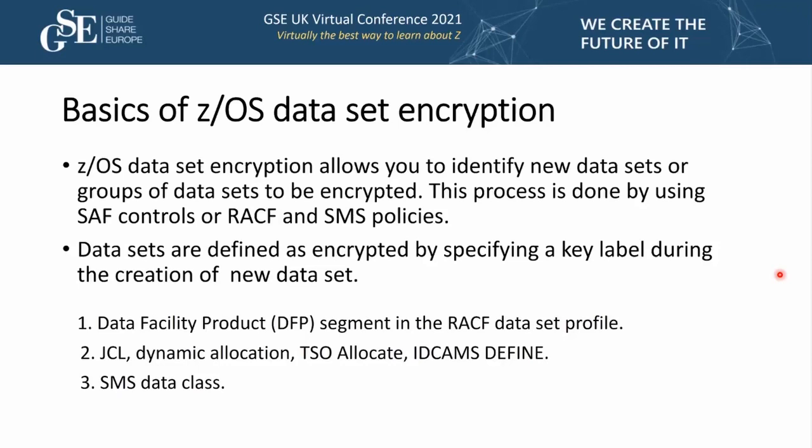A data set is defined as encrypted when a key label is applied on allocation of a new sequential or VSAM extended format data set. You can supply a key label by using keywords in any of the source formats, using the following order of precedence. The first one is the data facility product segment in the RACF data set profile. Second would be JCL or, with dynamic allocation, TSO ALLOCATE or IDCAMS DEFINE, and the third one would be the SMS data class.